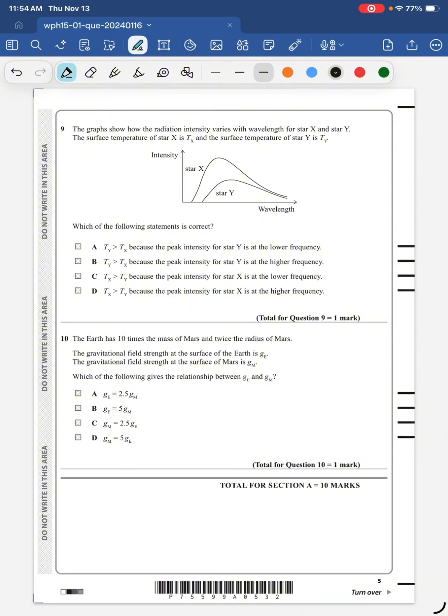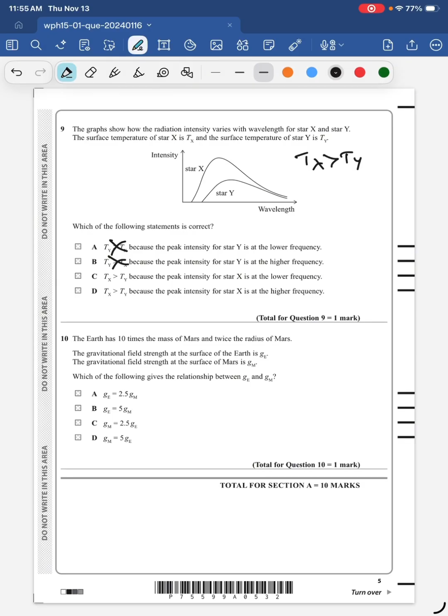Okay, first of all, Tx is larger than Ty, okay? So we know that because this is how the curves go. I mean, the black body radiation curves, okay? So Tx is larger than Ty, which means that it's either this or that. It's either C or D, okay? So I'm trying to say that this and that are wrong.